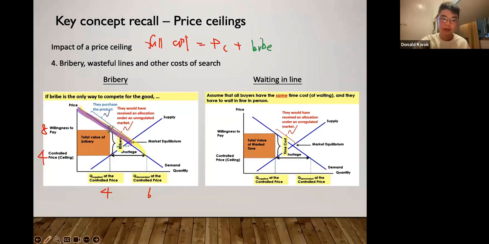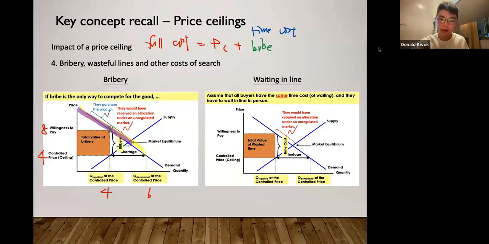All right, so this is about bribery. And how about waiting in line? Actually, everything is the same, just that the full cost of buying the good equals PC plus the per unit time cost. Instead of the per unit bribe, it becomes the per unit time cost. To clear the market, the per unit time cost has to be $4. Each person has to wait at least $4 worth of time to clear the market under waiting in line.